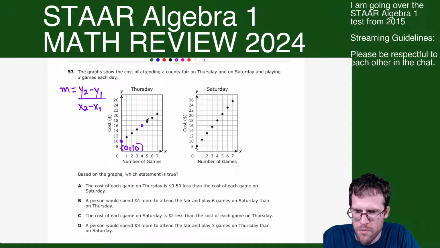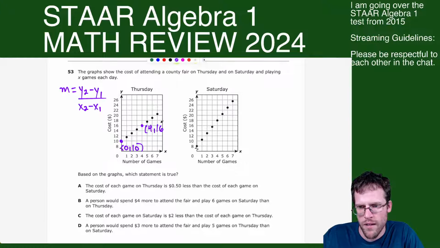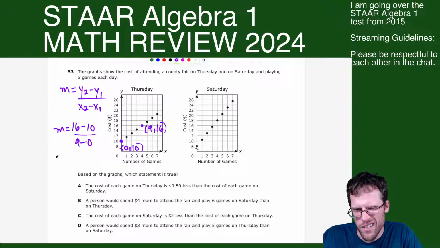Don't pick one that's in the middle so that you have to bring a magnifying glass to the test. That would be really unpleasant. So don't do that. Okay, so the Thursday slope is 16 minus 10 over 4 minus 0. And that's going to give you 6 divided by 4, which is 1.5. So it's $1.50 a game on Thursdays. Pretty cheap.